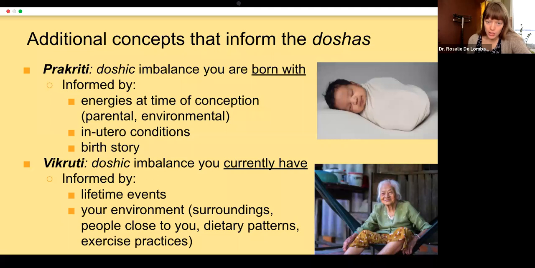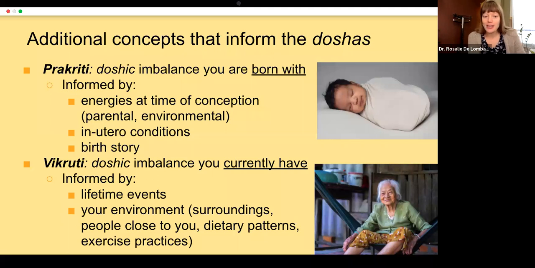Vikriti is the doshic imbalance you currently have. It's informed by all of your lifetime events. So what has personally happened to you from the time of birth to who you are now? If you've lived in Santa Fe, New Mexico, most of your life, it's very possible you've got some Pitta imbalance. It's a very hot place to live, right?